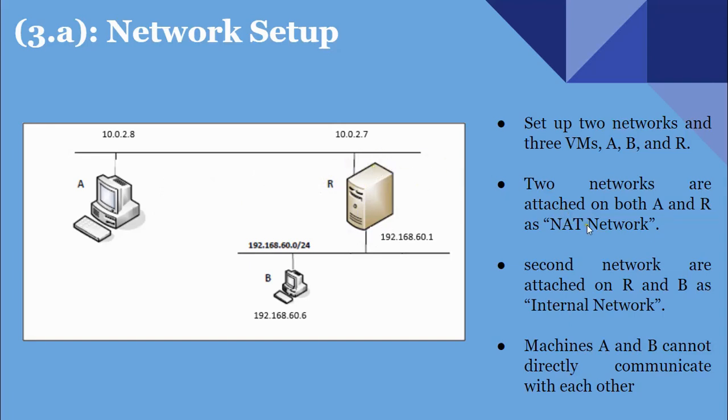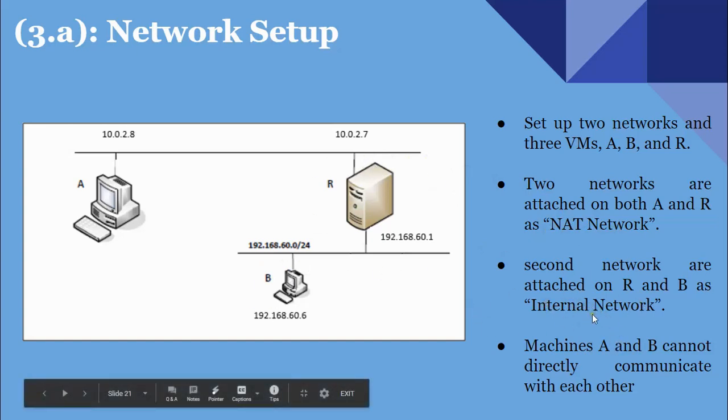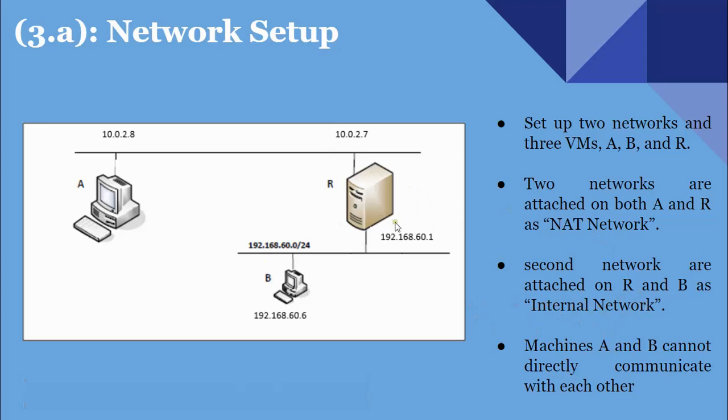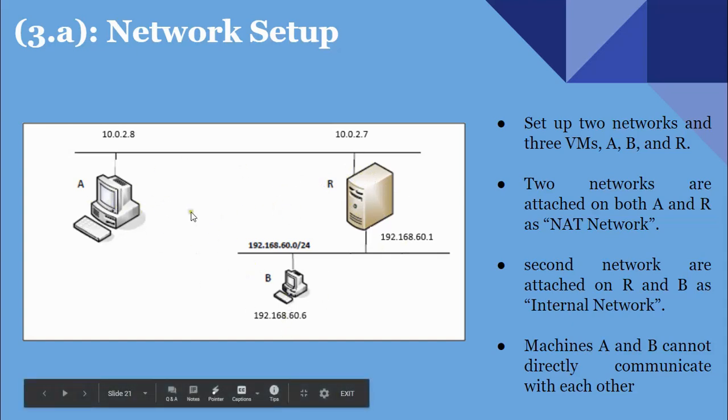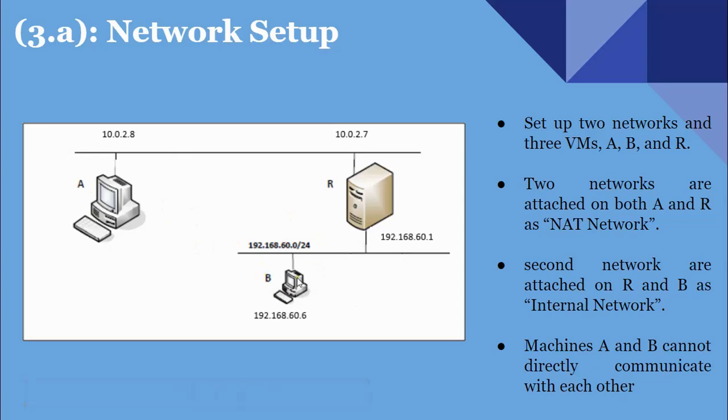We will be using a NAT network, and Machine B and Machine R will be attached with an internal network. So that means Machine R, the router, will have 2 networks. Because Machine A and Machine B have different networks, Machine A cannot communicate with Machine B. But Machine A can communicate with Machine R because they have the same network.